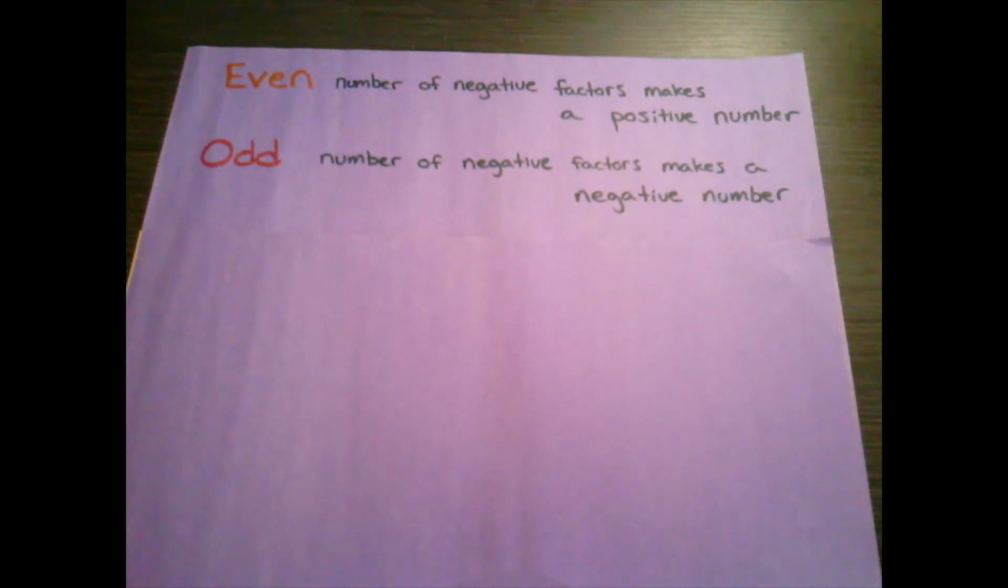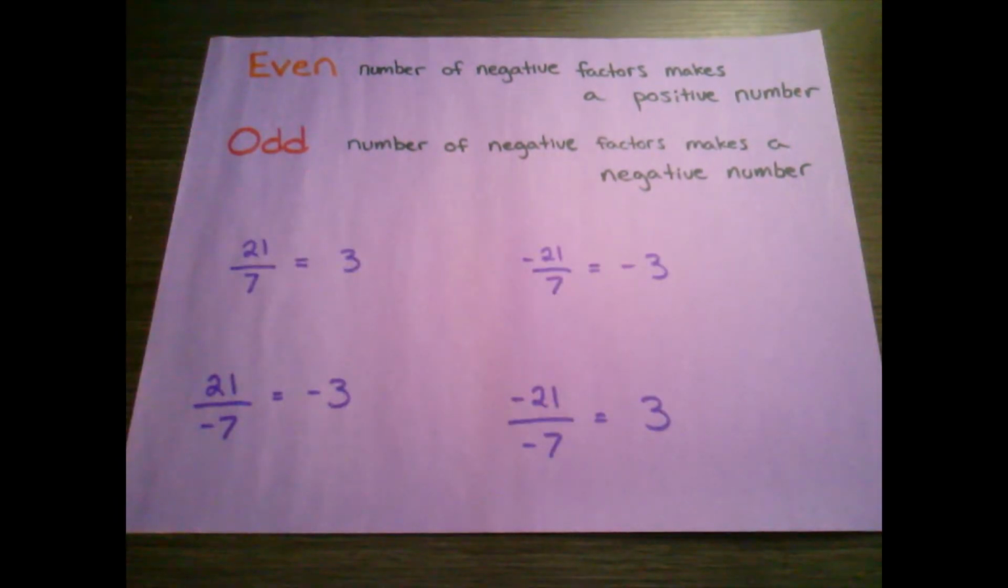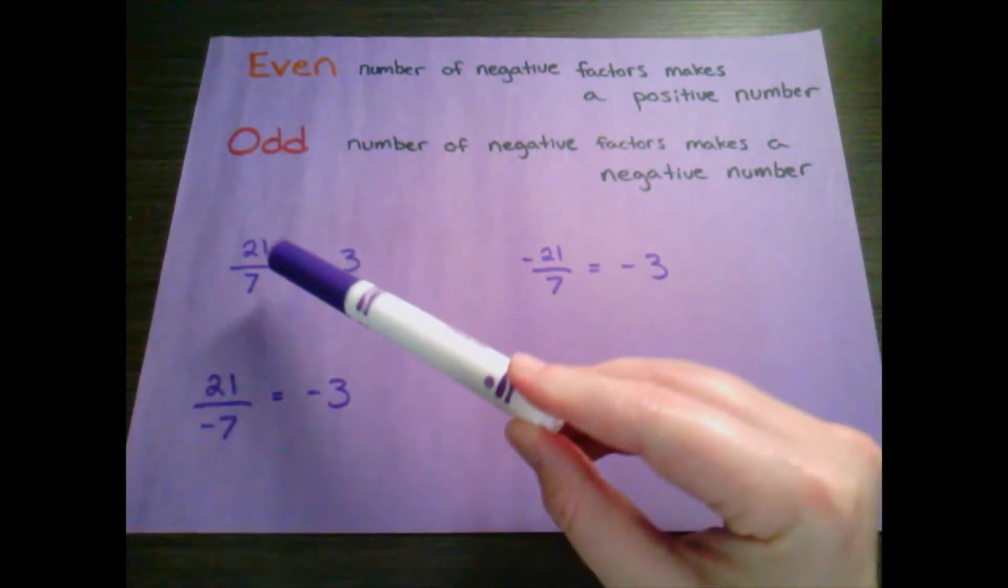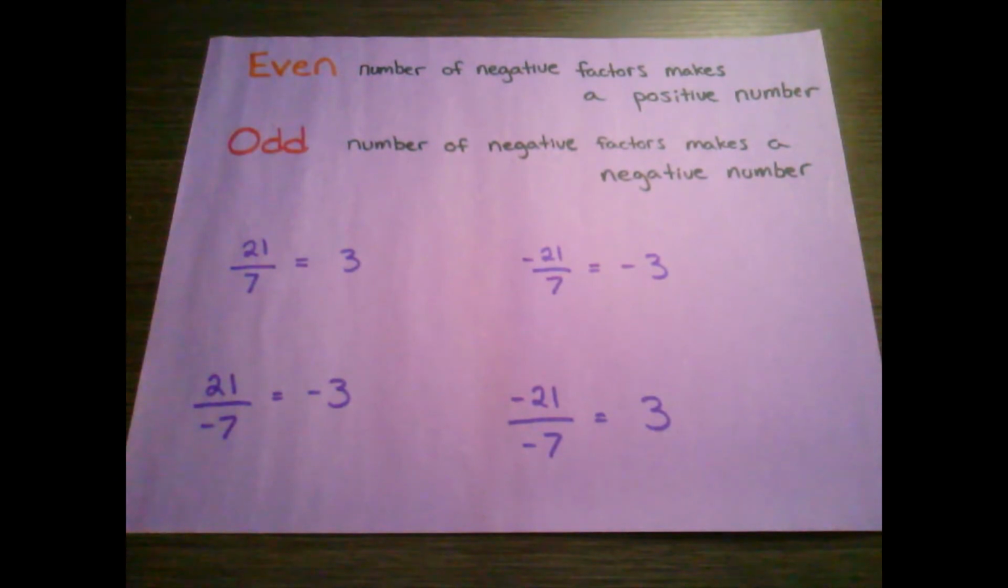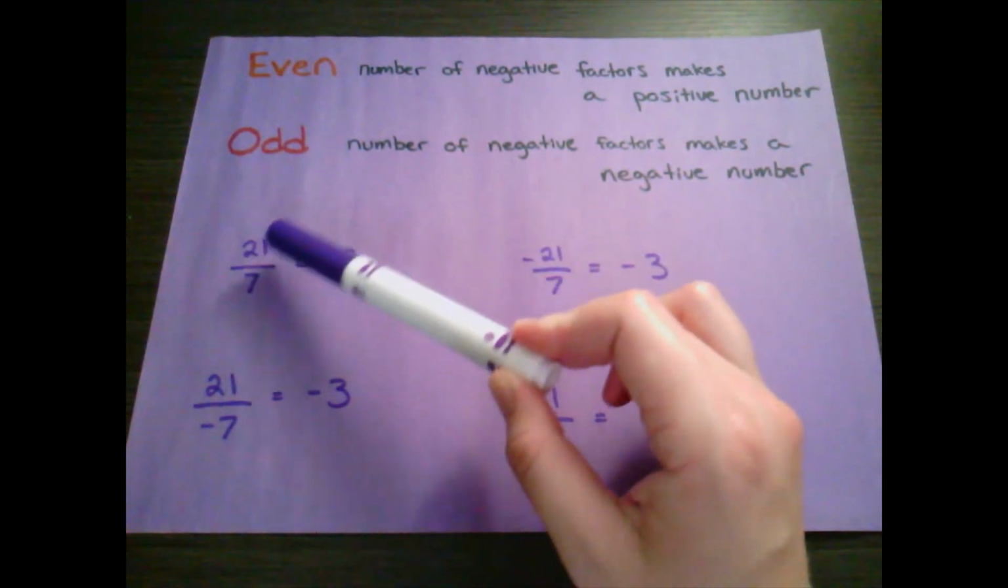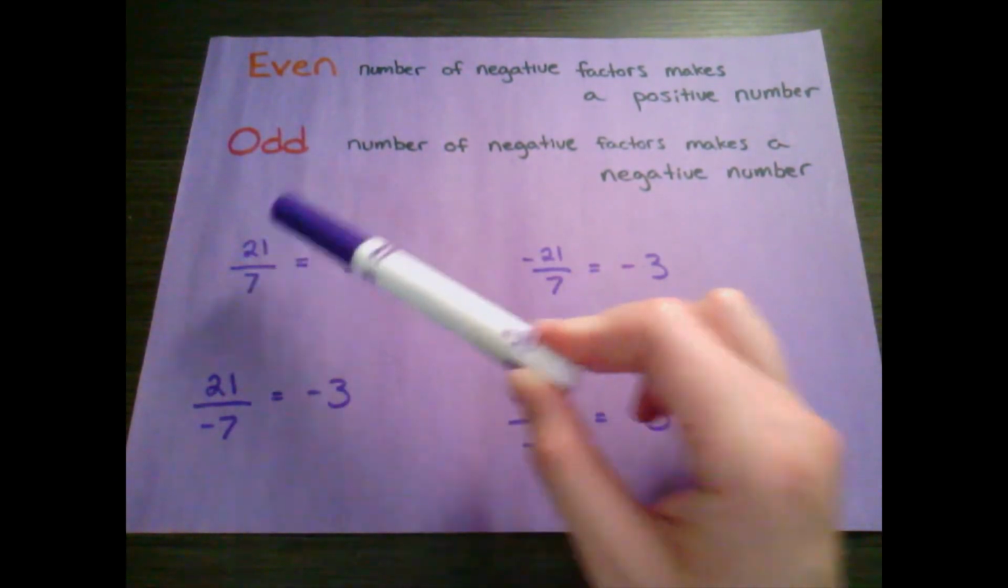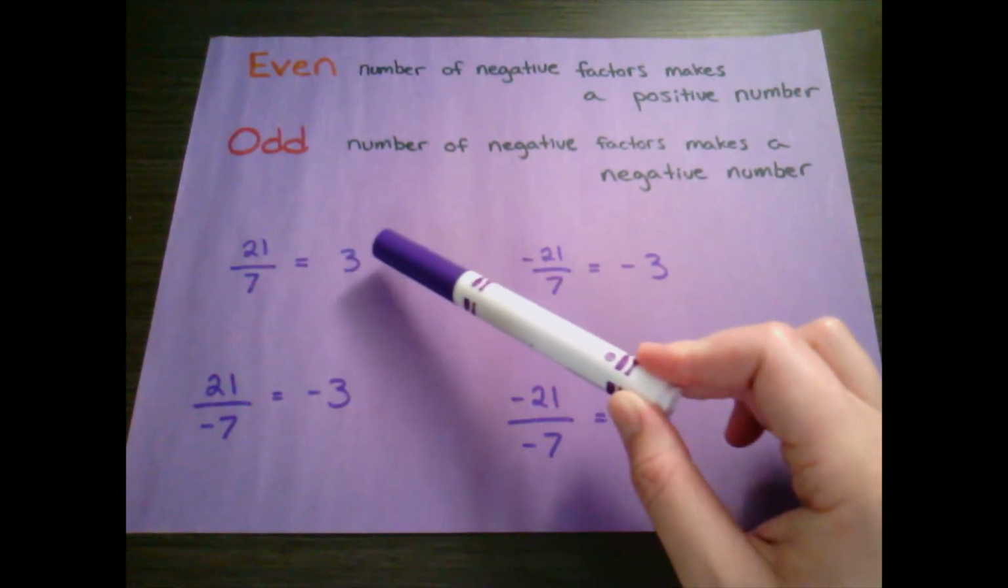Since multiplication and division are so closely related, because they are inverse operations, the rules about negative factors for multiplication are exactly the same for division problems. For example, 21 divided by 7 equals 3. We do not have any negative numbers here, so we know that we're going to have a positive number.